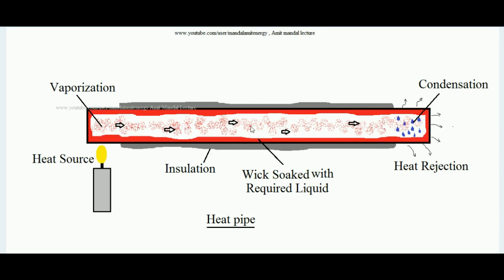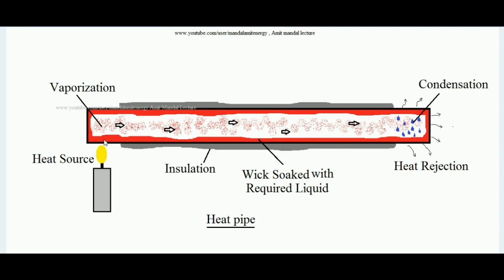So this process happens continuously in a cyclic fashion. Over here the liquid vaporizes and the vapors go toward the cold region where the heat is to be transferred. It rejects its latent heat, and by rejecting the latent heat it becomes liquid. The liquid droplets fall over the wick material, and by capillary action it again reaches the hot end side.